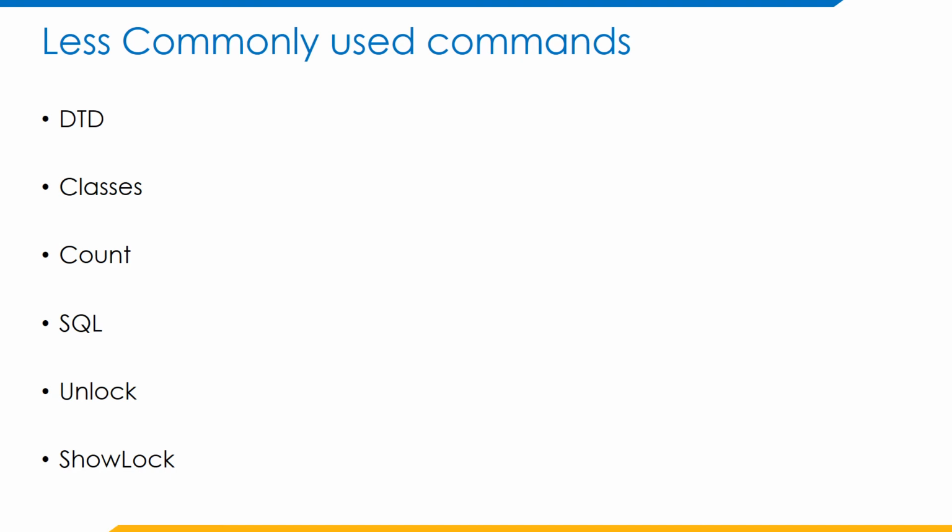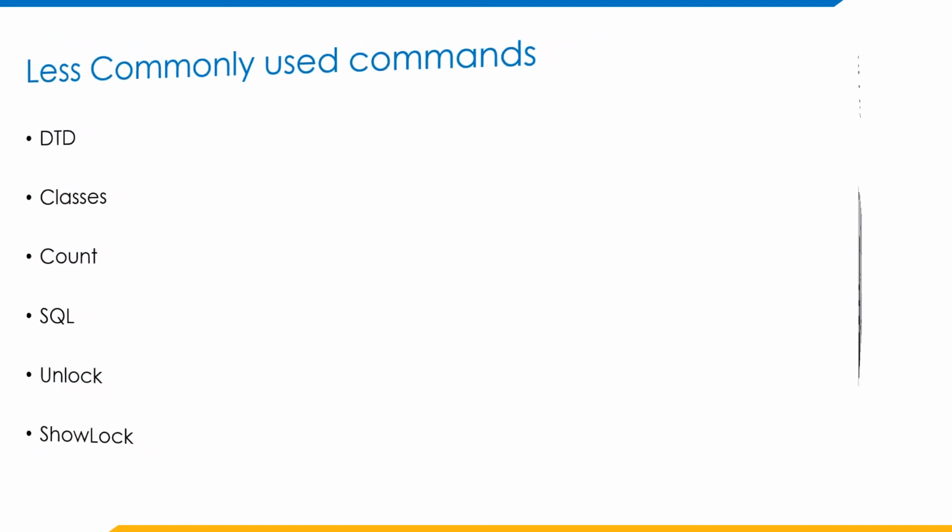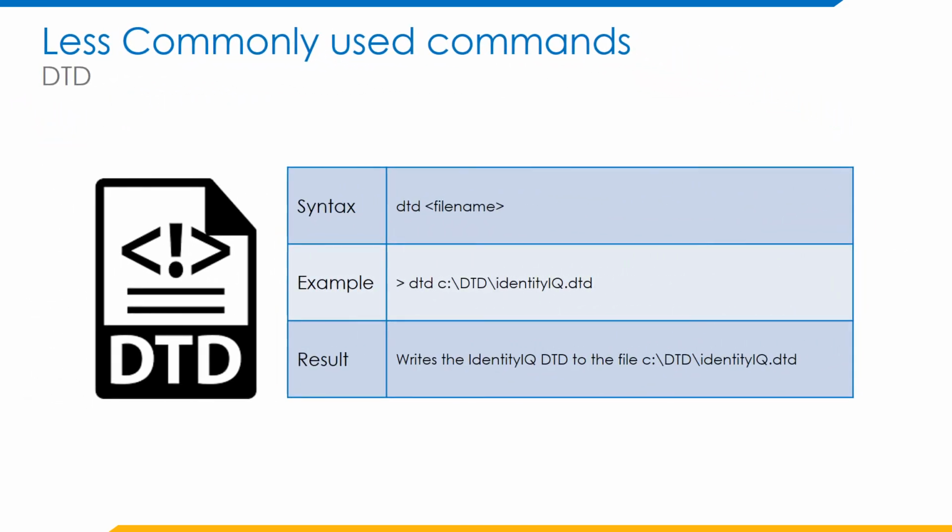Here we have the list of less commonly used commands: DTD, classes, count, SQL, unlock, and show lock. The DTD command writes the Identity IQ document type definition to the specified file. The syntax for this command is DTD space file name.